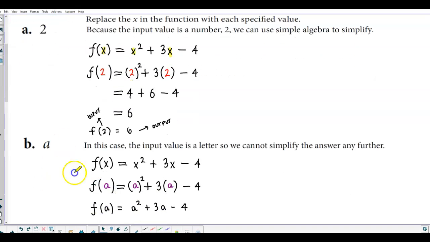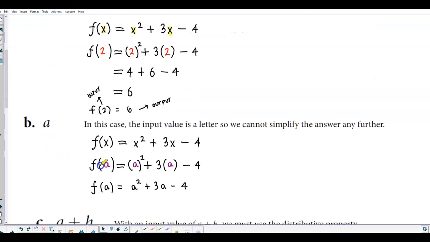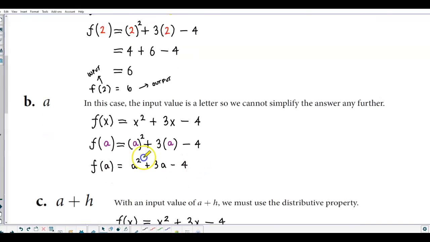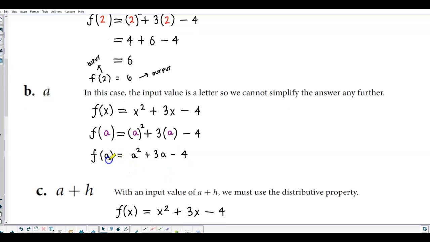Okay, now in our next example, we're given the value of a as the input. So instead of writing x, we're going to replace it to be a. So now x becomes a. We're going to take a and then square it, plus 3 times the value of a, minus 4. Well, when we square the a, we get a squared plus 3 times a, which is 3a, minus 4. So a is the input, and now a squared plus 3a minus 4 is the output. So this entire thing now represents the output, where this a represents the input.